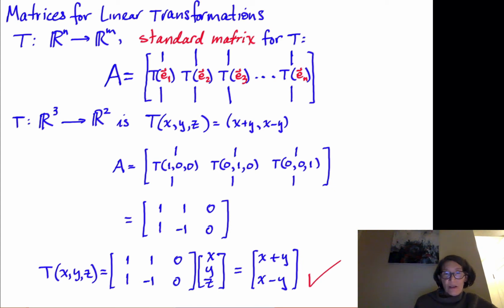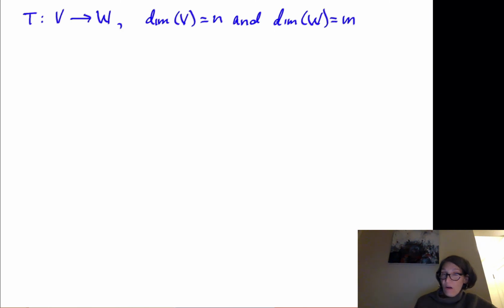Now let's look at how we would get a matrix for a linear transformation from an arbitrary, abstract, general, finite dimensional vector space to another finite dimensional vector space. If we have a linear transformation from V to W, and we know the dimension of V is n, and the dimension of W is m, so this is not Rn and Rm, these are just finite dimensional vector spaces.